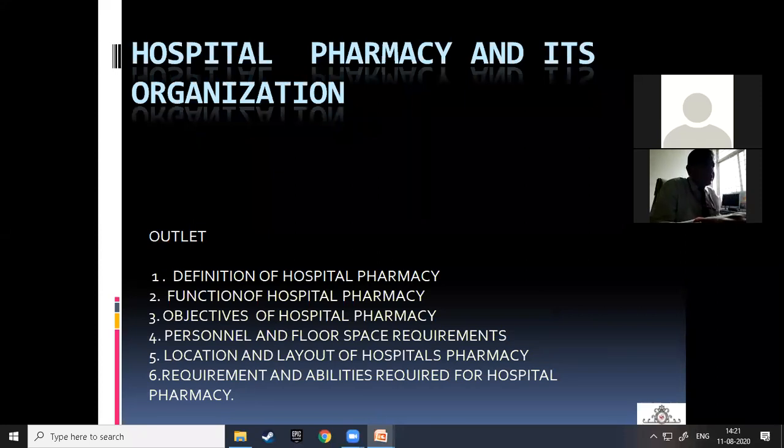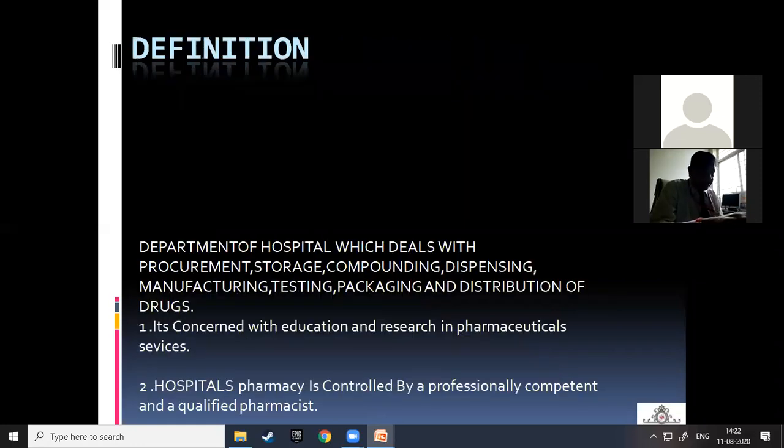In this definition of hospital pharmacy, this chapter includes the function of hospital pharmacy, objective of hospital pharmacy, personnel and floor space requirement in hospital pharmacy, location and layout requirement, and abilities required for hospital pharmacy. Following things we have to study in this.